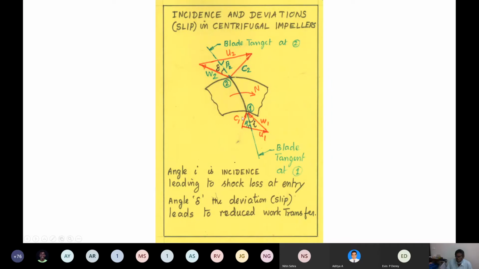Now, if you see the inlet, okay, see I have drawn a green line tangential to the blade tip at entry here at 1, the blade tangent at 1. Okay, but you find that the relative velocity is not in that direction.